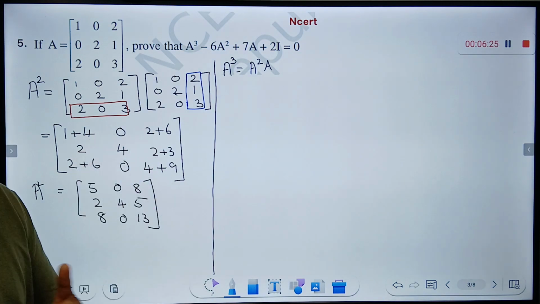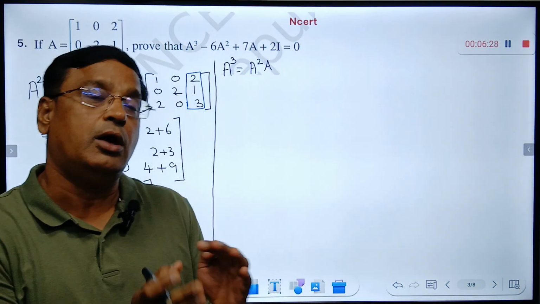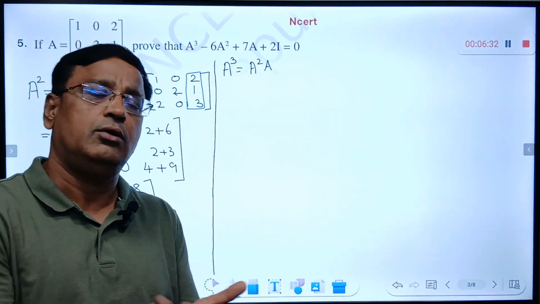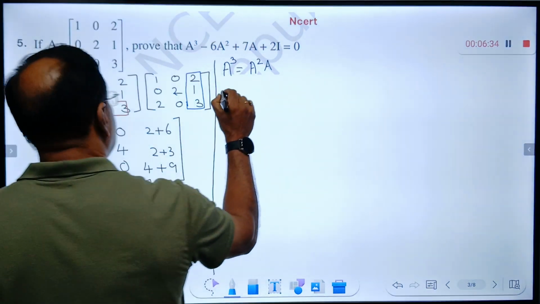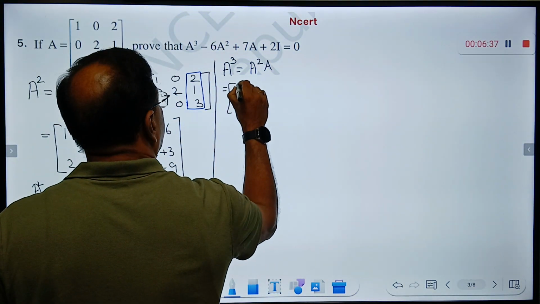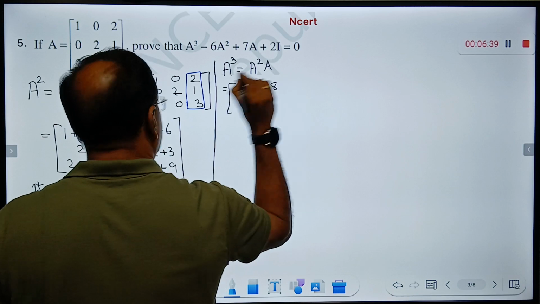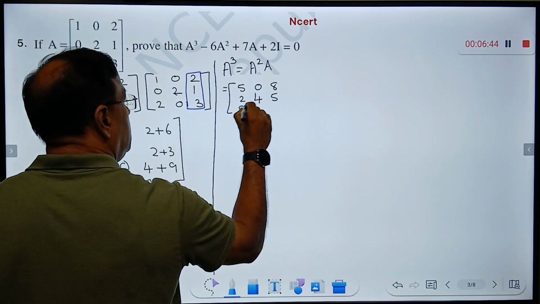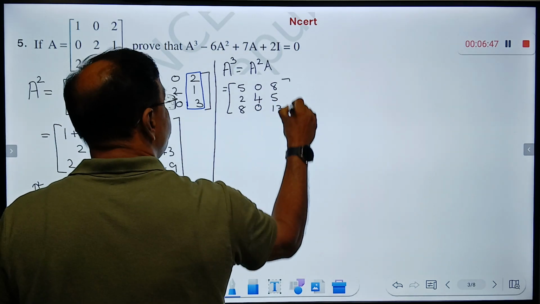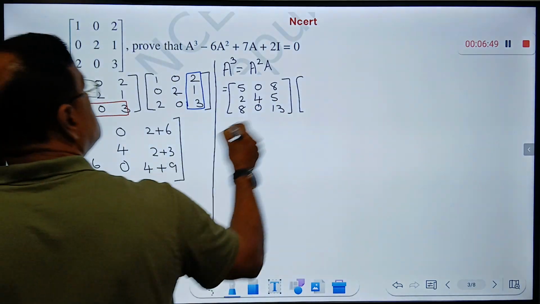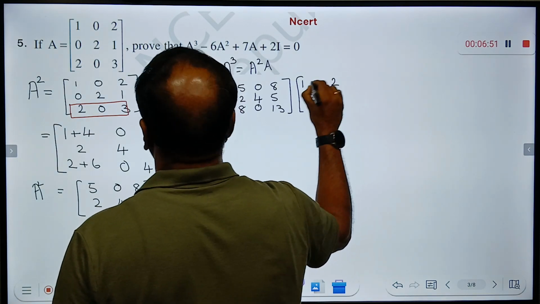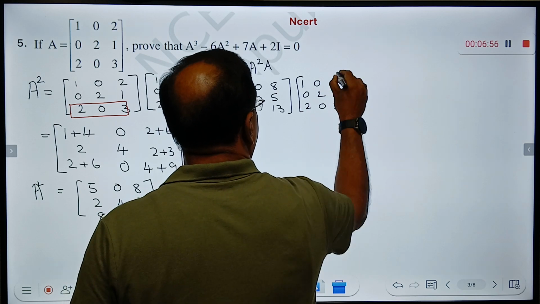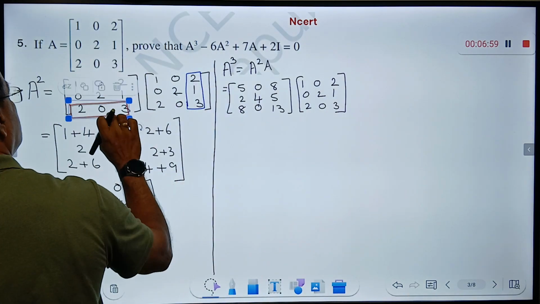Here I am not talking about commutative. Here I am talking about the associative property. A into A into A or A into A into A, all are same. So what is A square? 508, 245, 8013. And what is A? A is 102, 021, 203.